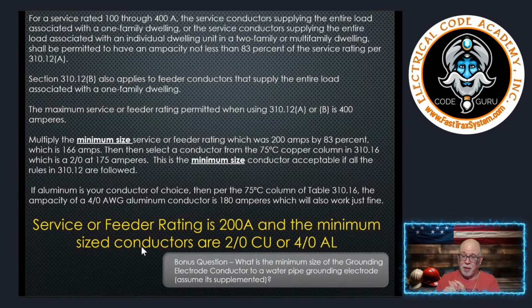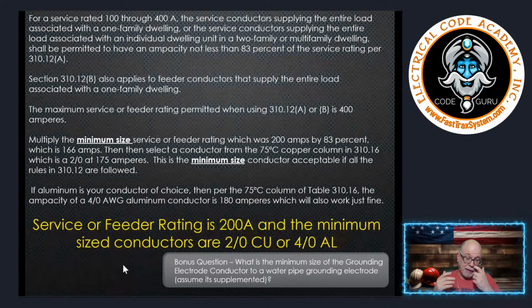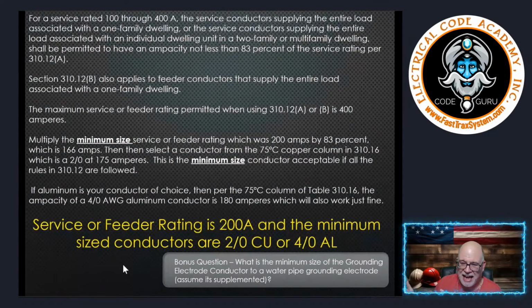Now, if I ask you as a bonus question, now that we know all this stuff, what is the minimum size grounding electrode conductor to a water pipe grounding electrode, assume it's supplemented. So again, I don't need anybody to say, well, a water pipe ground requires a supplemental electrode. Yeah, we know that. I'm only asking you what's the size that you would run to the water pipe electrode if you had one. Not a trick question. You just need to remember that you're going to go to Table 250.66 based on the size of the conductors that we have here, which is the 2-aught copper, okay?